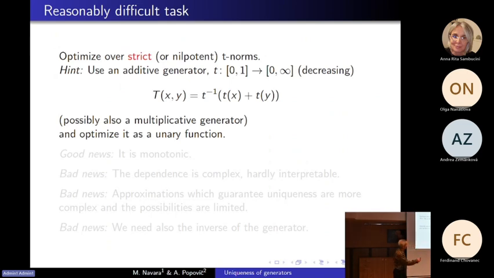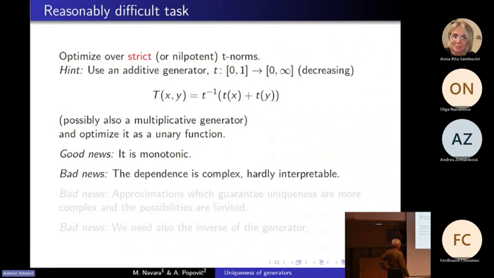They attain values from the closed interval from 0 to infinity included. It's decreasing, and the t-norm can be expressed this way. And now we do not have to optimize a two-dimensional function, but a one-dimensional, a unary function. That's somewhat easier task. So now we want to optimize this unary function. The good news is that it's monotonic. So that seems to reduce our task to something simpler.